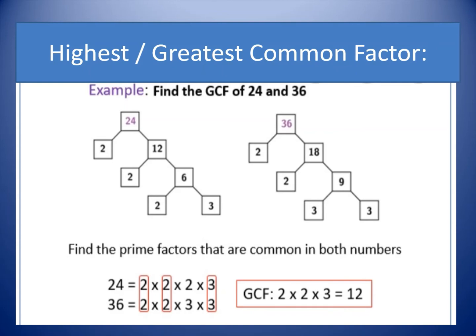24 is 2 multiply 2 multiply 2 multiply 3. And 36 is 2 multiply 2 multiply 3 multiply 3. For the greatest common factor, we take the factors given in both. Common means given in both the numbers. 2, then again 2, and then 3. We will multiply them, written as 2 multiply 2 multiply 3. 2 times 2 is 4, 4 times 3 is 12. So the greatest or highest common factor is 12.